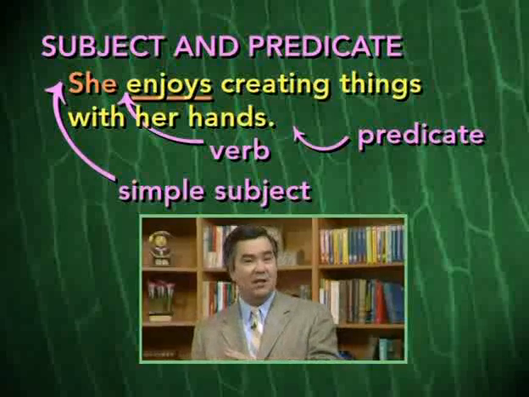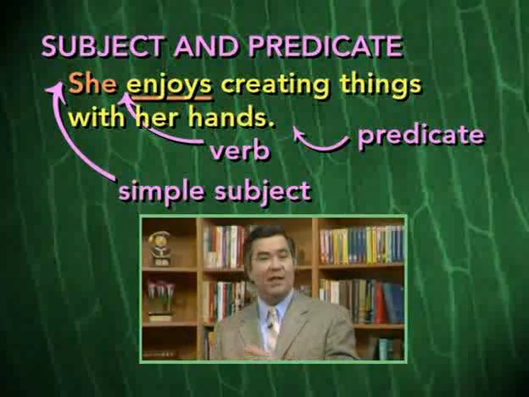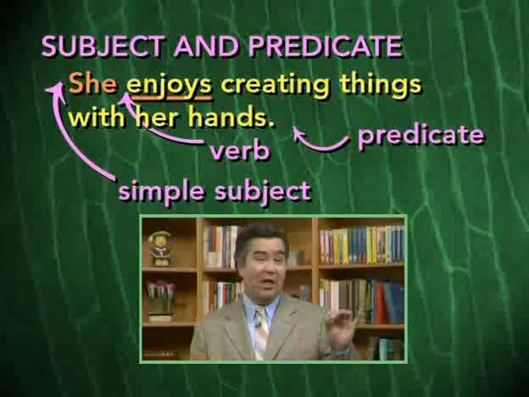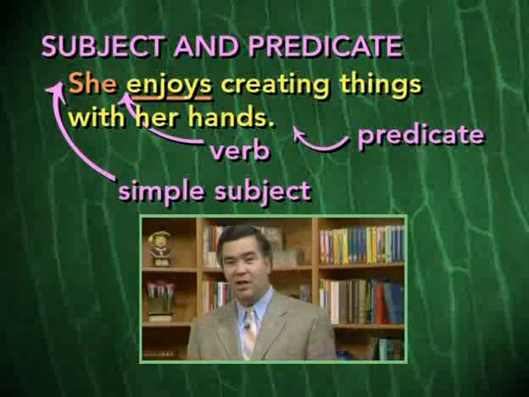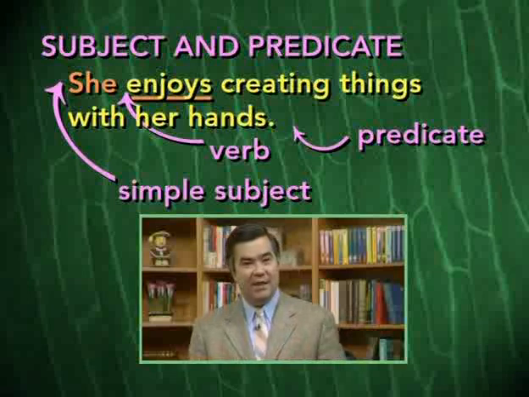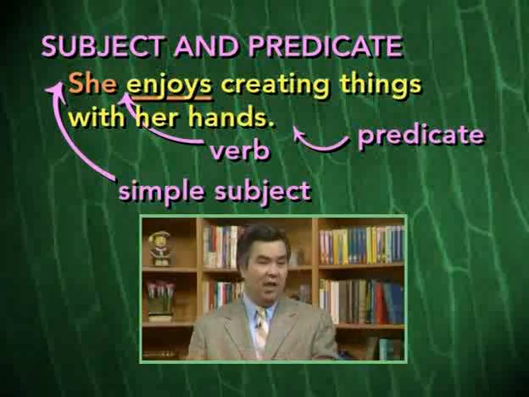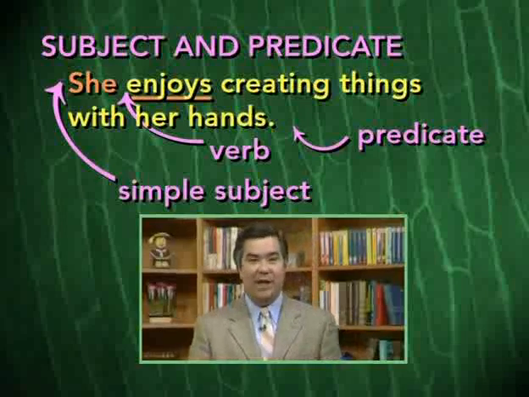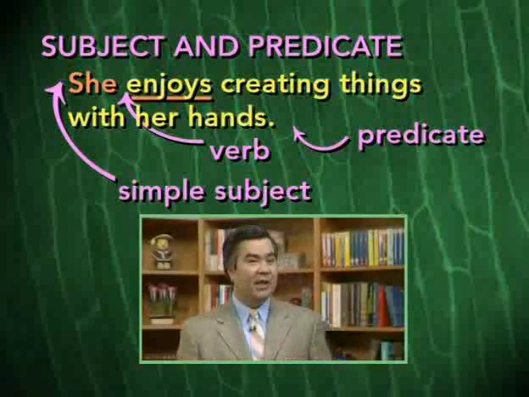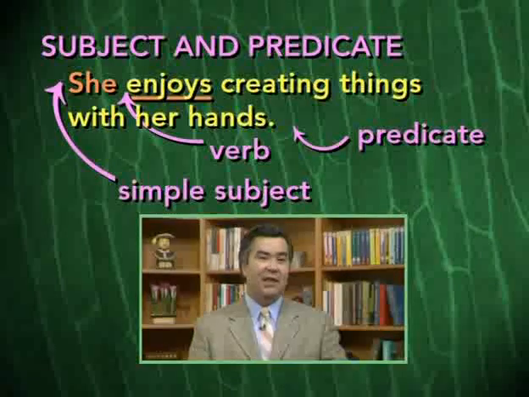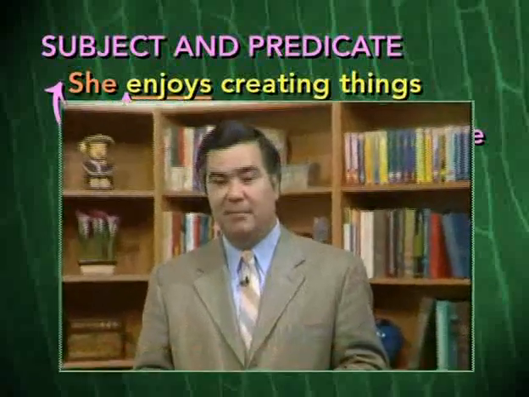With her hands. So all the other words in the predicate give us more information about exactly what the subject does. But enjoys is the most important word in the predicate. It's the verb. Again, the heart of this sentence is she enjoys. And the remaining words in the predicate are there to give more information. In this particular sentence, then, we have a very short subject, and the rest of the sentence, the predicate, tells us what the subject does.